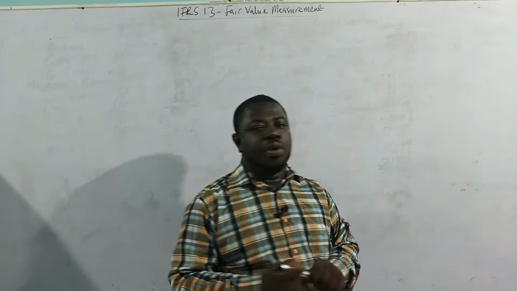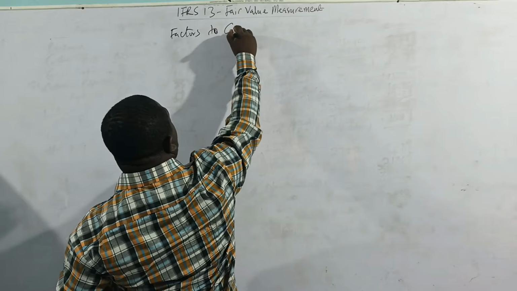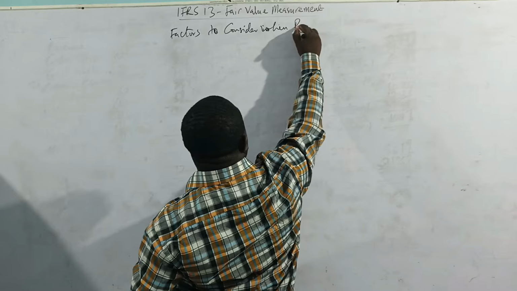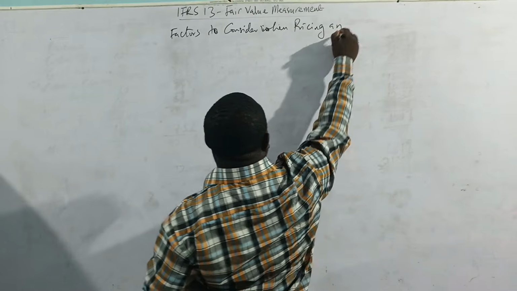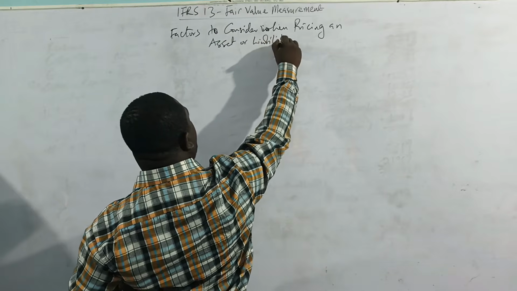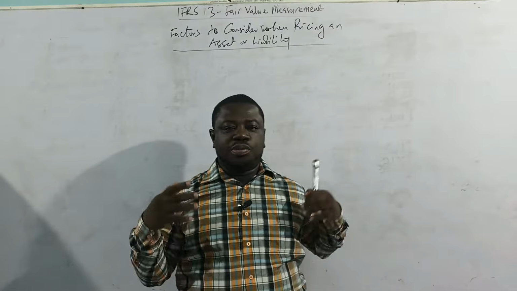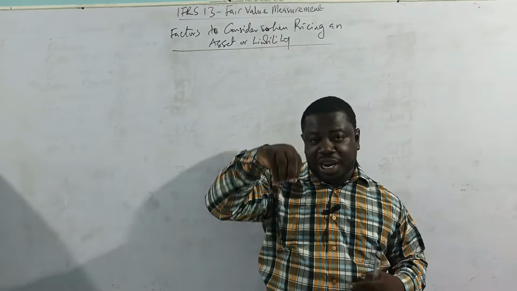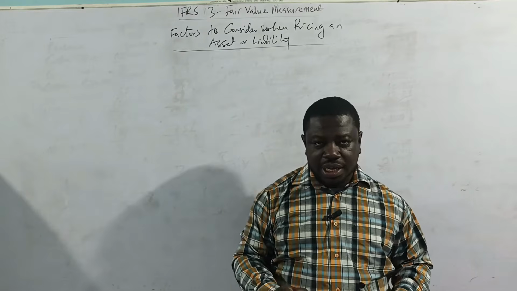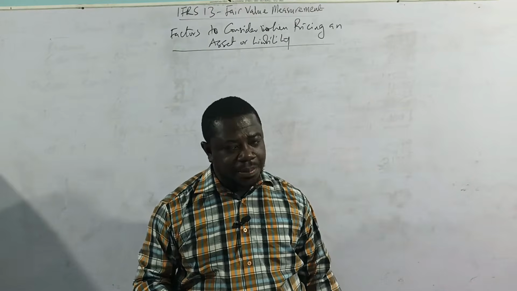Let me clean this. We are looking at factors to consider when pricing an asset or liability. So we are looking at factors to consider when pricing, because before you determine the fair value of an asset, you need to price it. And before you price the asset or liability, there are some factors you need to consider. Okay, there are 3 factors that you need to consider when pricing an asset or liability.